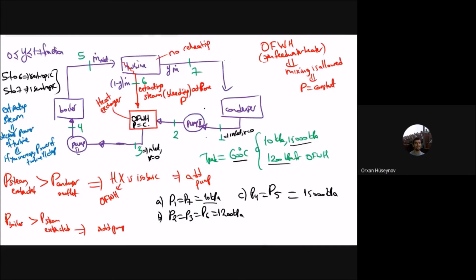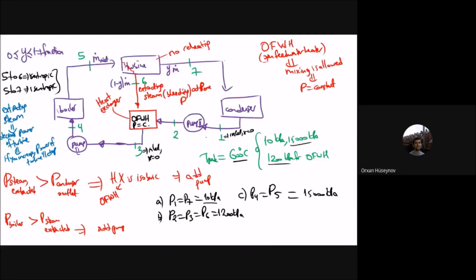So for example, I can go for the turbine, and for the turbine I will just write the energy balance in terms of enthalpy. Again, enthalpy. For example, for the boiler, the Q in the boiler is the enthalpy at 5 minus enthalpy at 4.